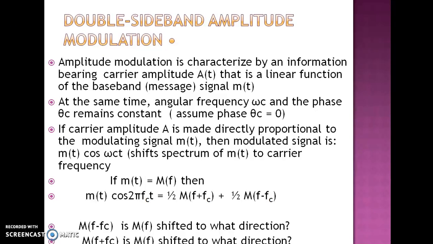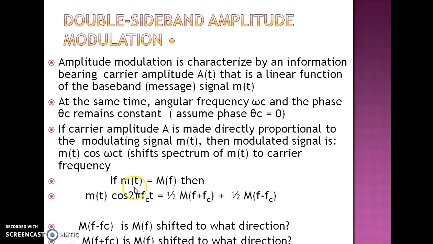If the carrier amplitude is made directly proportional to the modulating signal m(t), then the modulated signal m(t) cos omega ct will shift the spectrum of m(t) to the carrier frequency. That means in amplitude modulation, after modulation, it shifts the spectrum of message signal to the carrier frequency Fc.